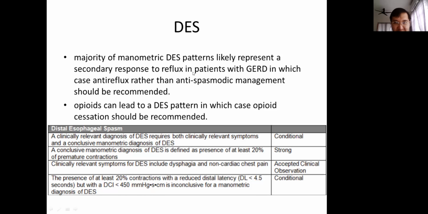majority of the DES pattern, likely representing a secondary response to reflux in patients with GERD. So that is something to consider when you see a DES. So the diagnosis could be anti-reflux as well, right? And the other thing to note is sometimes patients could be taking opioids for many reasons, and that could also lead to a DES pattern. So if you see a distal esophageal spasm pattern, always think of opioid, always think of reflux in your differential diagnosis, right?